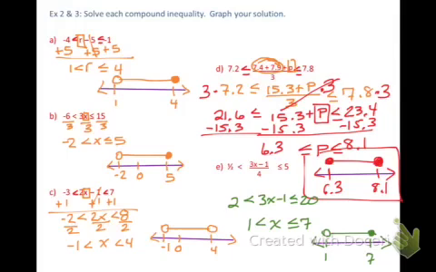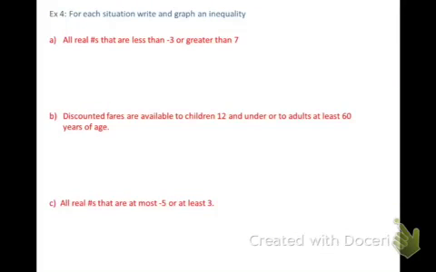Here it is. Now we're going to go to the OR section of the compound sentences. So you're going to have two sets of equations when you do this. So this is the OR section. So x is all real numbers that are less than -3, so it's less than -3, or x is all the numbers greater than 7.